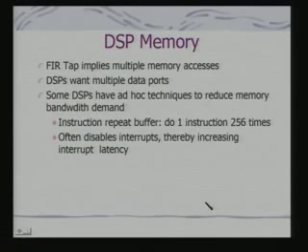So next look at the memory organization part. FIR tap implies multiple memory accesses. We have already seen that, because I need the data, the data sample that is coming in, as well as the coefficients. And DSPs therefore want multiple data ports, and in fact you will find many DSPs having multiple data buses and multiple data memories.